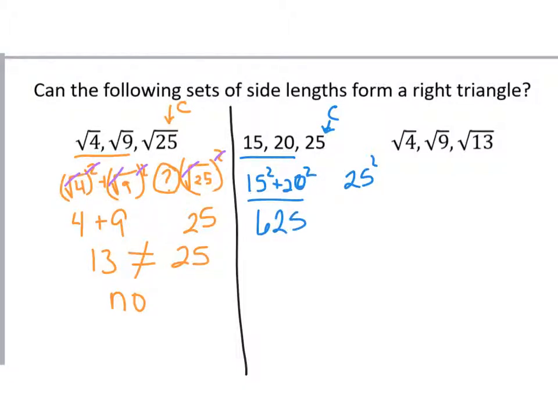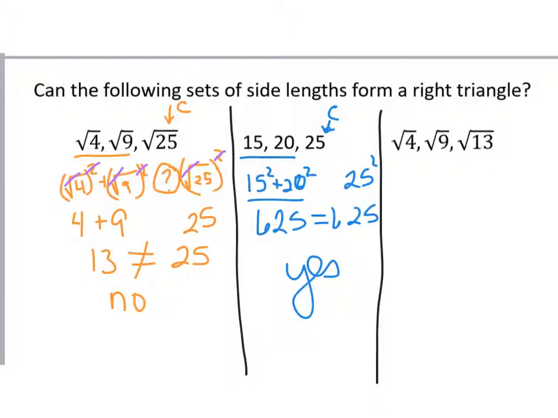So then when I check 25 squared, I also get 625. So these are equal, which means yes, they do make a right triangle. Okay? All right, so then when we check this last one, I'm going to do the same thing that I've been doing. I'm going to see which one is my biggest. That's going to be my C.